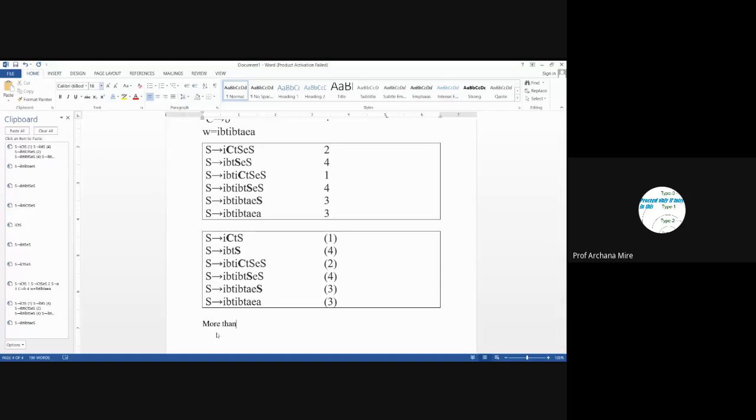More than one leftmost derivation. Hence, grammar is ambiguous. If I am able to get more than one leftmost derivation, then I don't need to check any rightmost derivation.